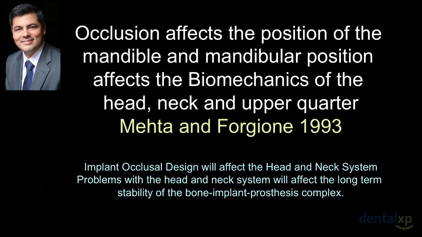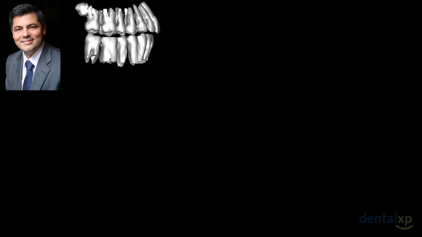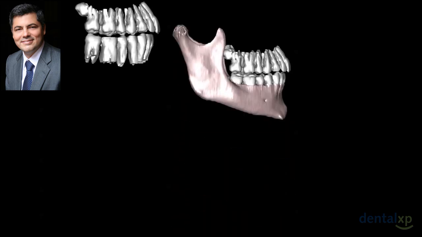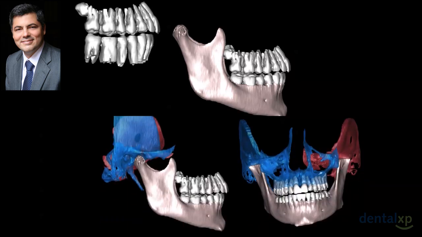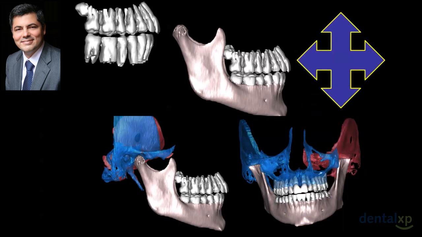We all know that implant occlusal design will affect the head and neck system, and that problems with the head and neck system will affect the long-term stability of the bone, implant, and prosthetic complex. The teeth have to work together, they have to coexist in harmony, and the actual interocclusal contacts will dictate the final mandibular position. That mandibular position also has to coexist with bones, soft tissues, ligaments, and muscles, and we're going to have some domino effects. These domino effects are going to affect remote structures that are not necessarily dentally related.